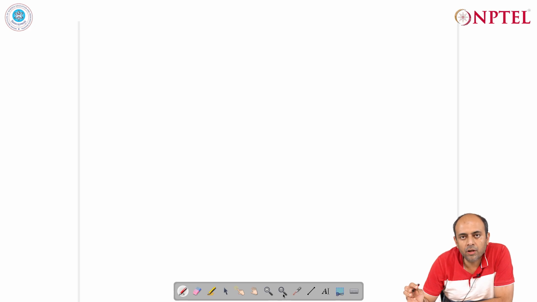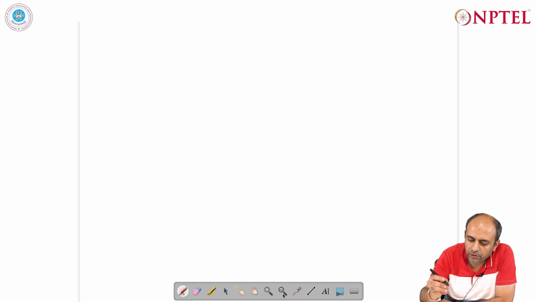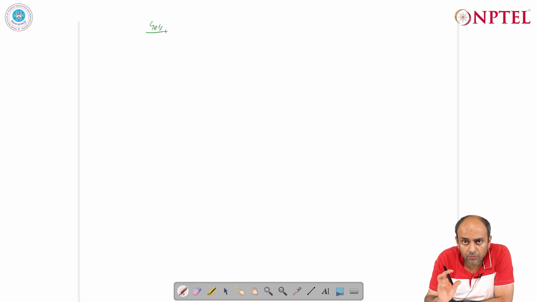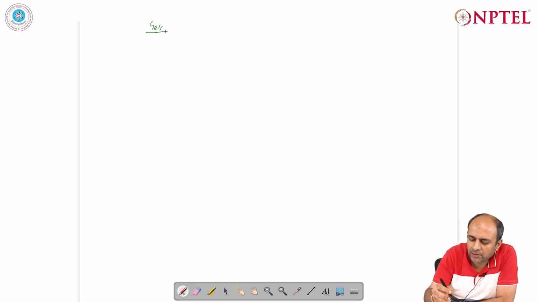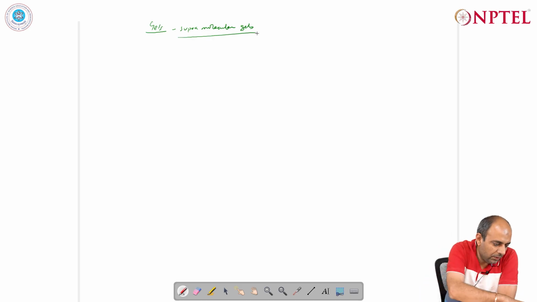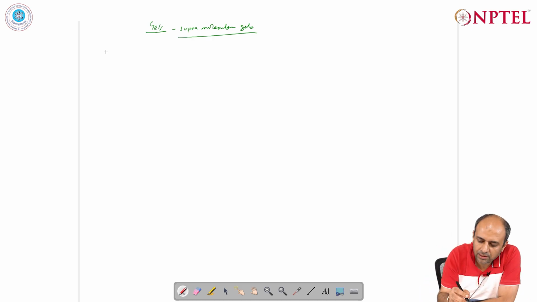Hello everybody. Now today we are going to discuss a new class of materials which we refer to as gels. Now in particular we are going to discuss supramolecular gels. So let us look at this process via diagram.